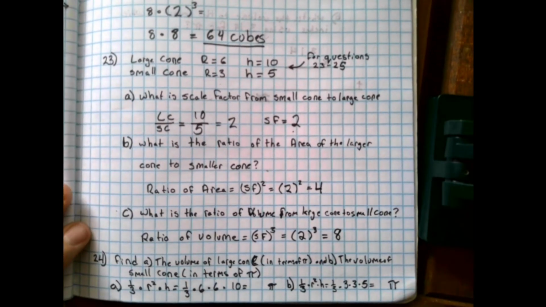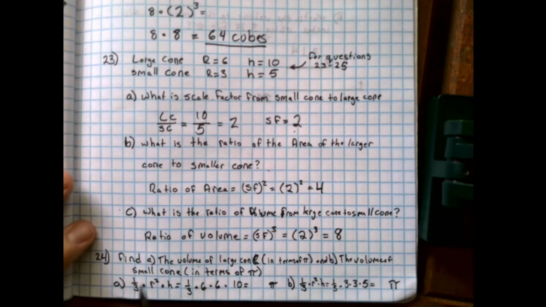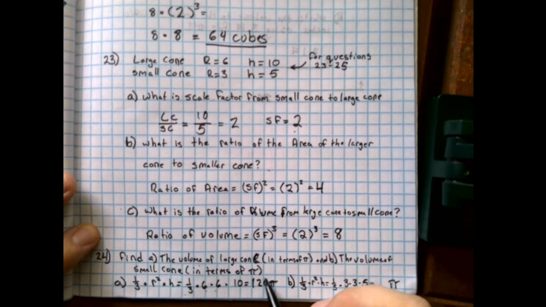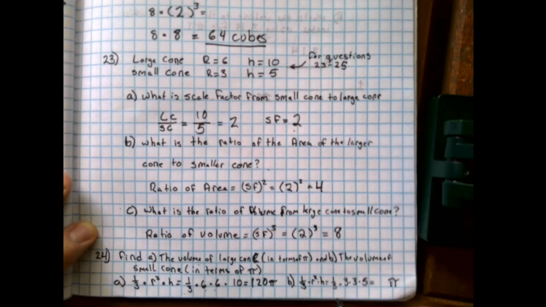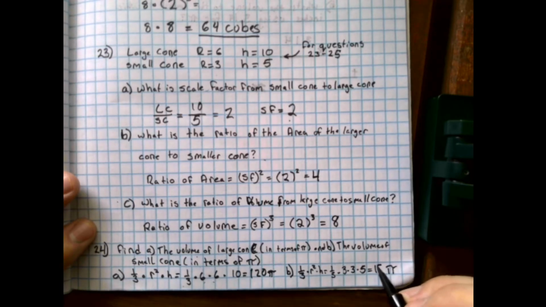Question 24 says, find A, the volume of the large cone in terms of pi, and B, the volume of the small cone in terms of pi. Now, the volume of a cone is 1/3 pi the radius squared times the height. The radius is 6, so 1/3 times 6 times 6 times 10. 1/3 of 6 is 2, 2 times 6 is 12, and 12 times 10 is 120. For part B, the radius is 3, the height is 5. 1/3 of 3 is 1, times 3 is 3, times 5 is 15.